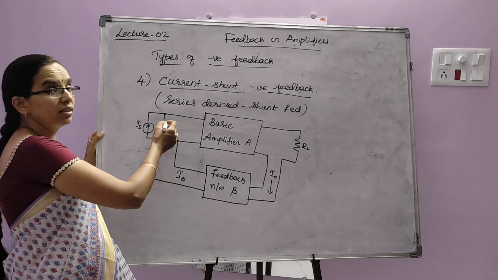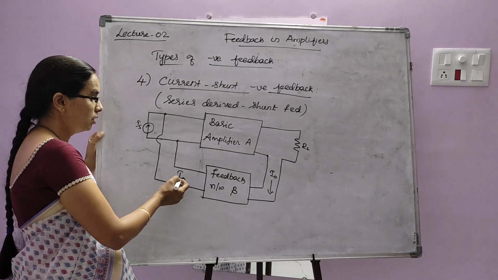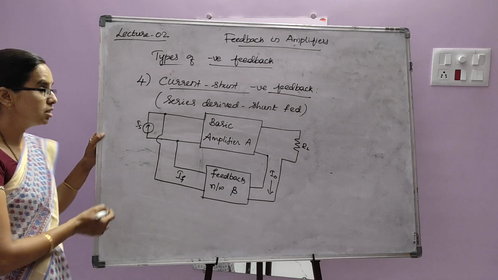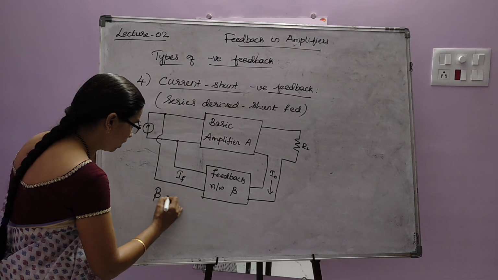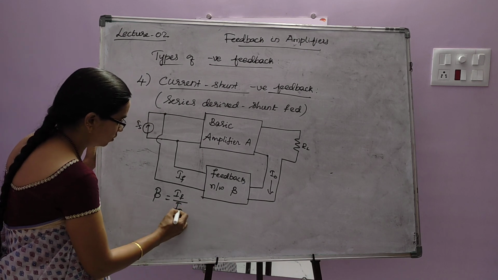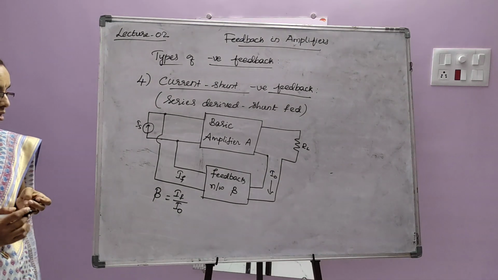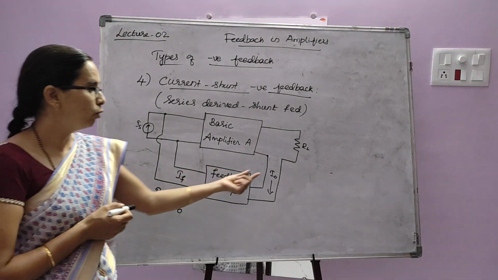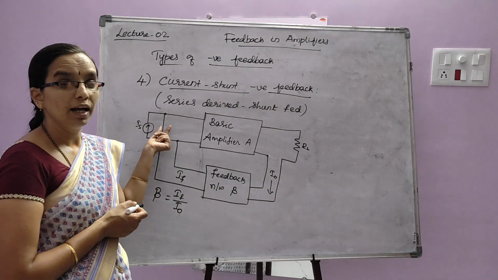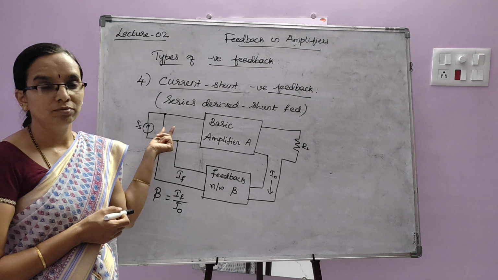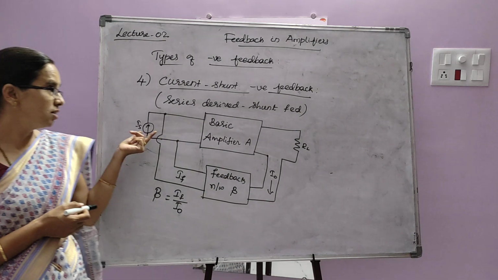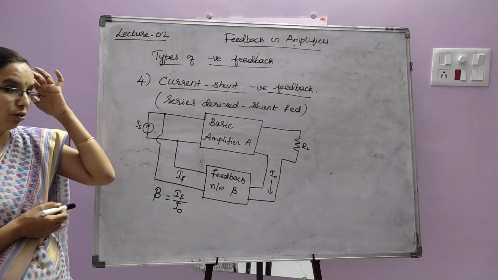Here is a parallel connection in the input side, therefore IF is the feedback network's output which is fed to the input side. Here beta is equal to IF by I0. The part of the output current is made to flow through the feedback network and it is fed to the input in parallel, fed to the input in a parallel connection. This is the thing, whatever, current shunt negative feedback.